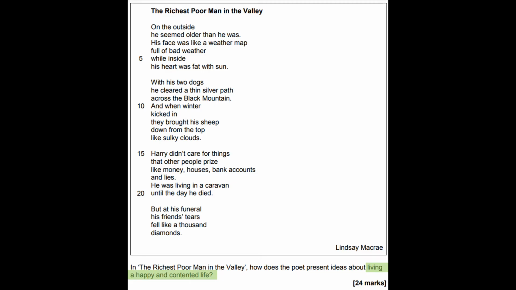Read the poem through once. Then read through again, highlighting anything which suggests or refers to living a happy and contented life. At this stage, you're just looking for potential evidence.